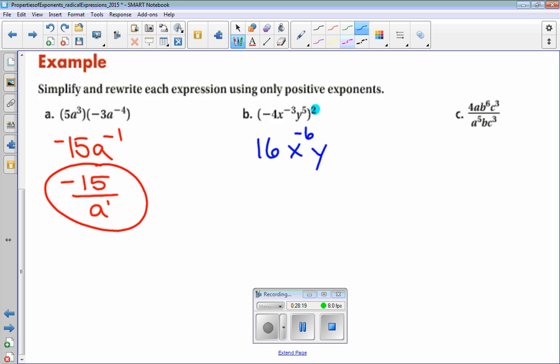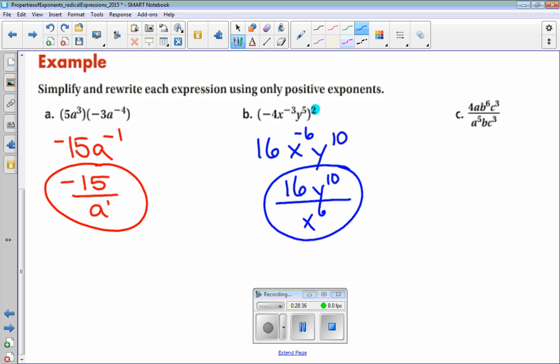Good. I cannot leave this way because I have a negative exponent. I've got to get rid of that negative exponent. So where does it move? So I have 16 y to the 10th over x to the 6th. Final answer. Looking vaguely familiar, I hope? We did it earlier this year, so I know you've at least seen it once.